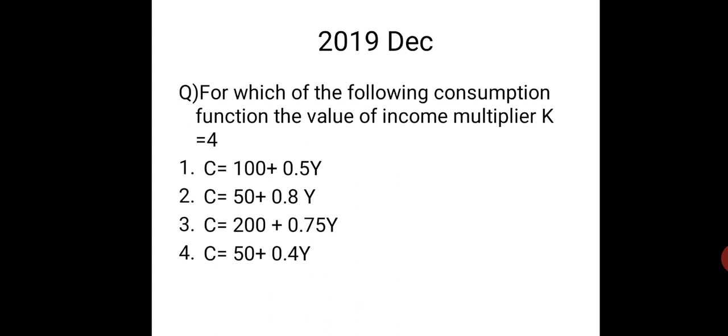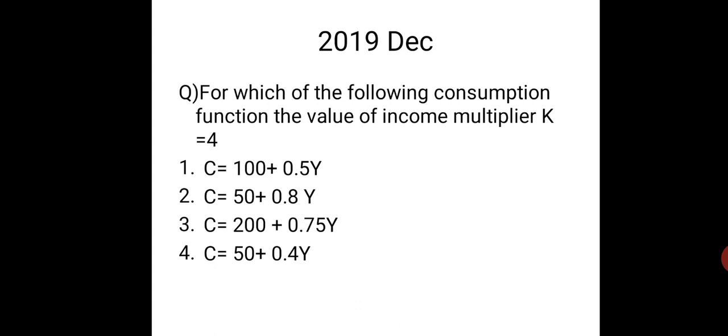Next, a question which has appeared in 2019 December. For which of the following consumption functions is the value of income multiplier equal to 4? They have given the multiplier and the consumption functions. We need to find out which consumption function has multiplier as 4. One thing you can do is take all the MPCs, as different consumption functions have different MPCs like 0.5, 0.8, 0.75, 0.4.